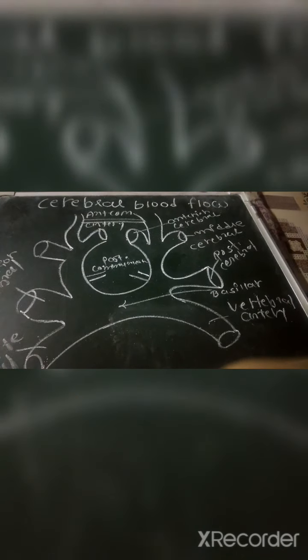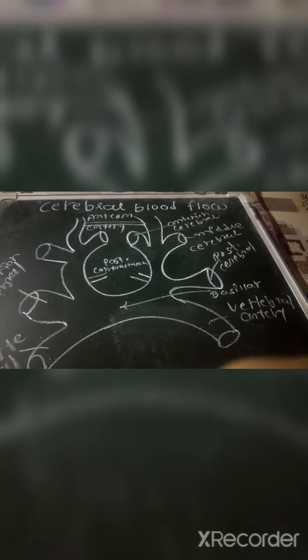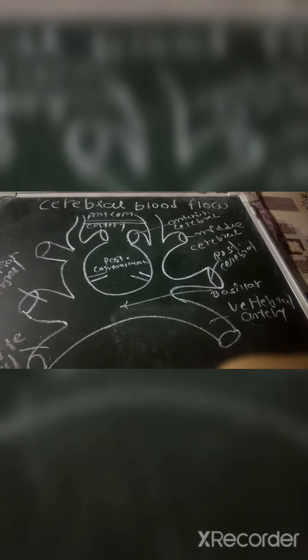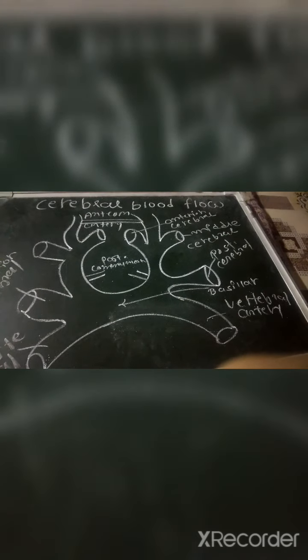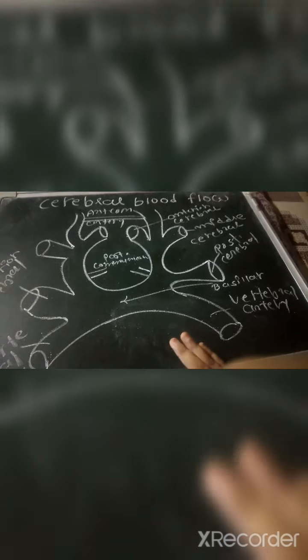Hello everyone. So in this video we are going to discuss, first of all, cerebral blood flow, and then we will discuss the TIA and MCA features. So for understanding the MCA and ICA stroke, first of all we have to be clear about the blood supply to the brain. Now here one diagram is present for the blood flow to the brain.